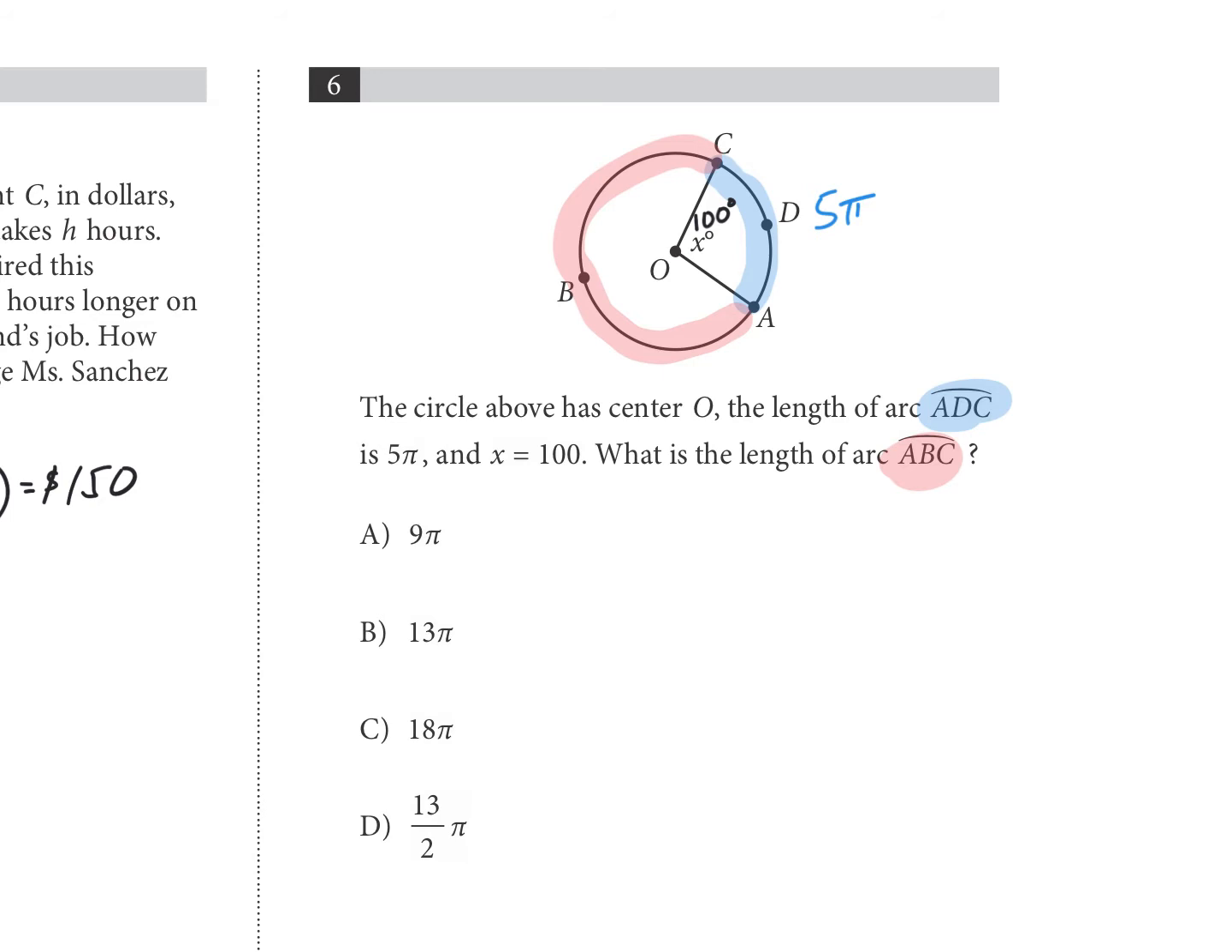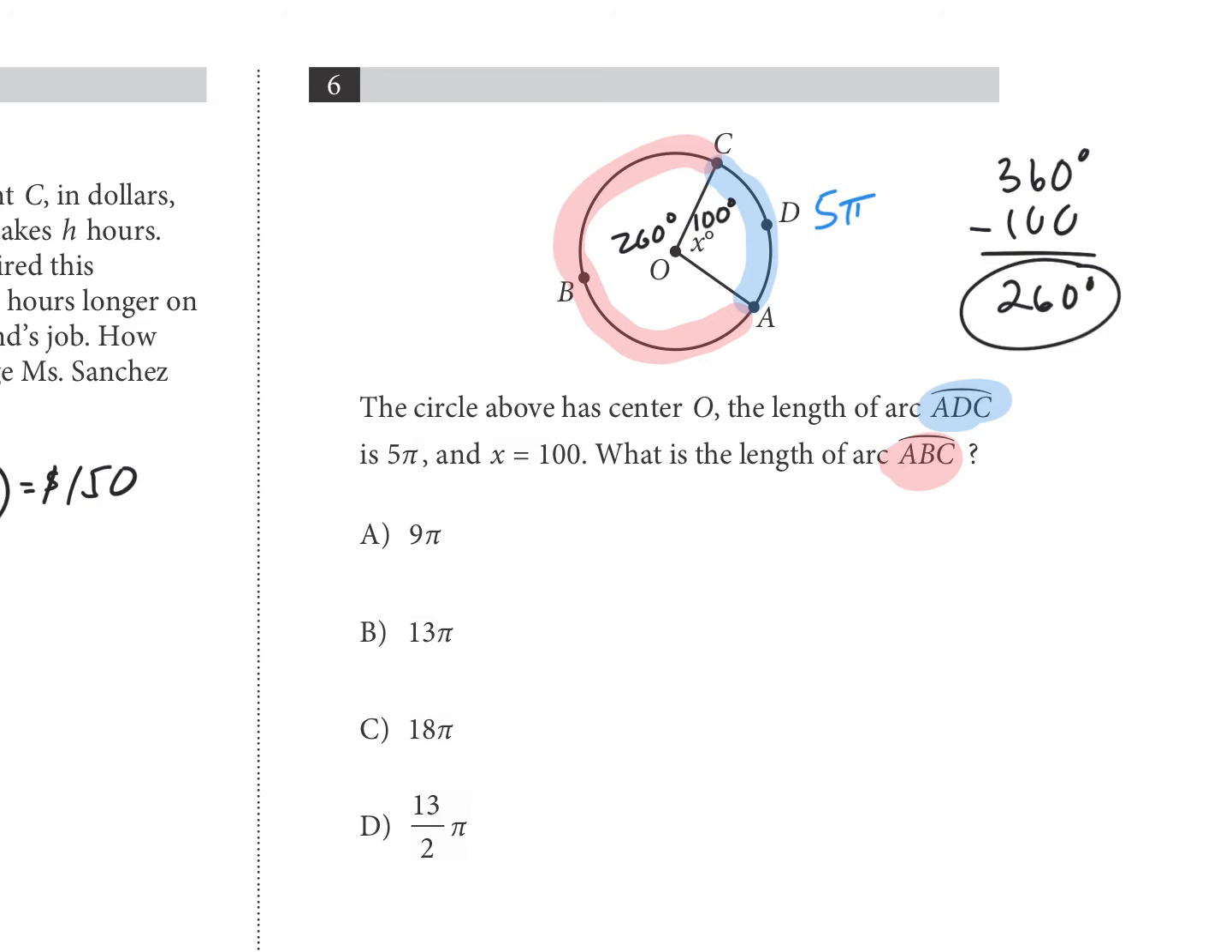So I'm looking at this, I'm thinking if that angle is 100, right? I know that half the circle is 180. I know the whole circle is 360. So I'm thinking 360 minus 100 is what's left in terms of that central angle. So I'm going to label that 260. So now I'm going to set up a proportion.